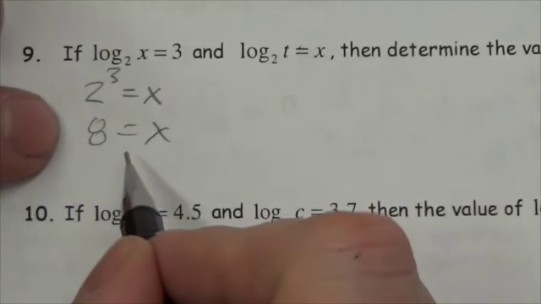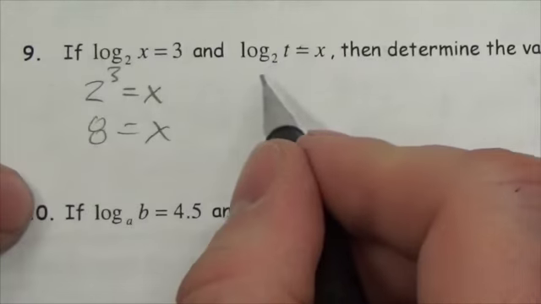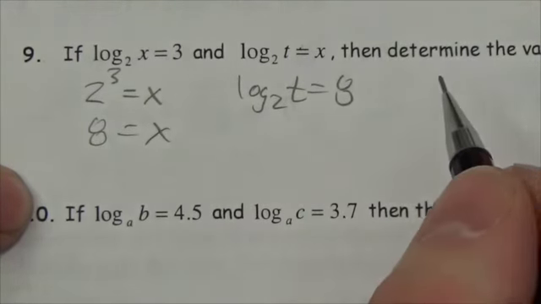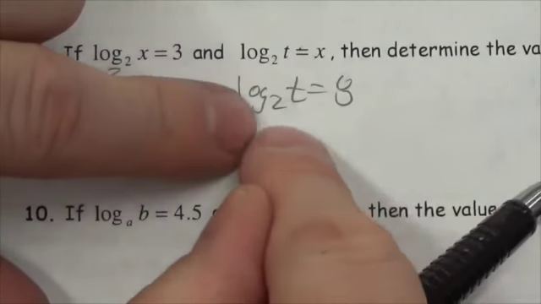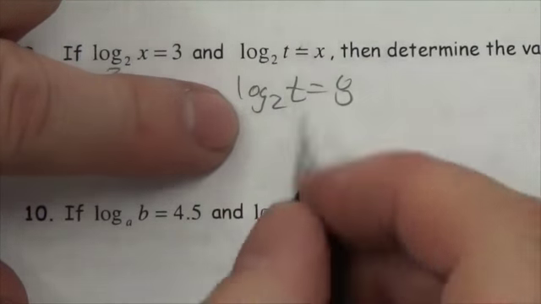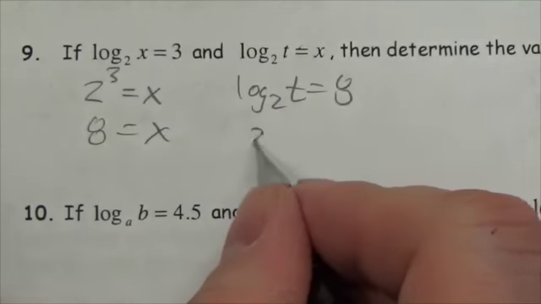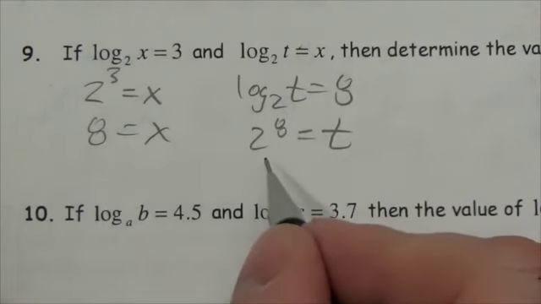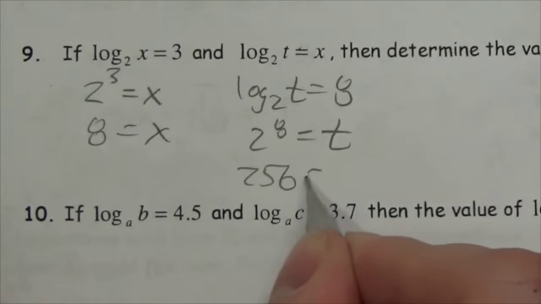Now, once I've got that bit of information, I can come over here, and then I know that the log base 2 of t must equal 8. Now, I can solve this logarithmic equation by again converting to the exponential form, and I'll get 2 to the 8 is equal to t, and 2 to the 8 here is 256.